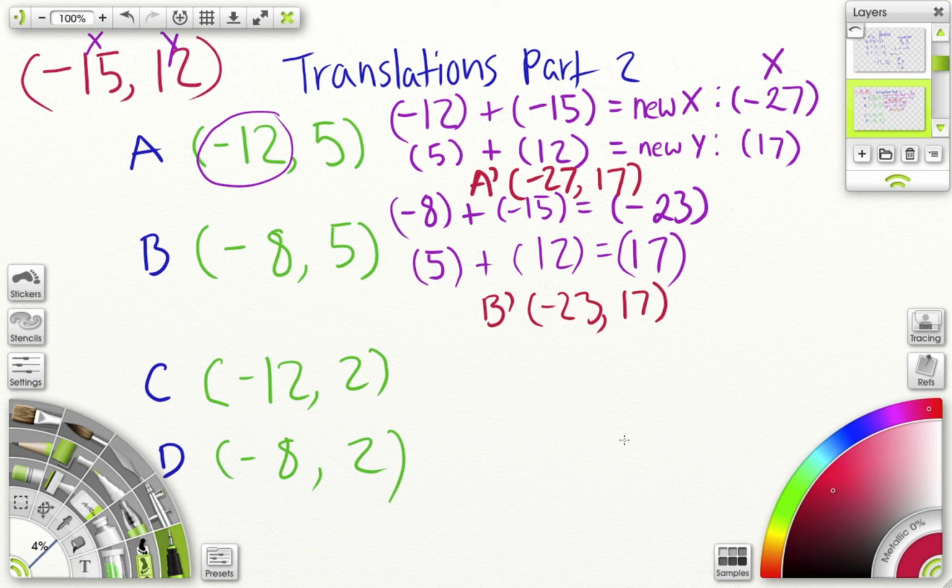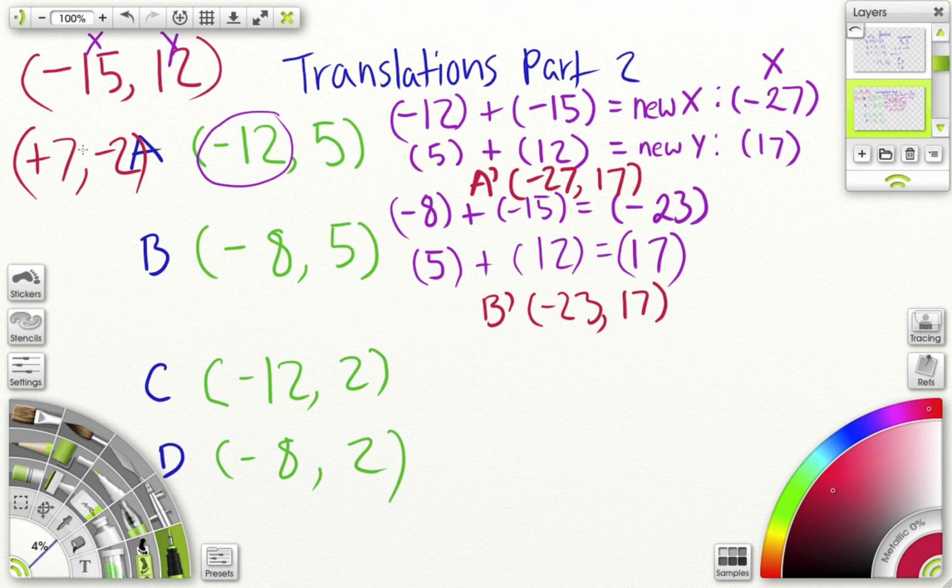Sometimes though, you'll see translations that say, translate this many units. After you do that translation, it says, now translate it this many. So let's say we did our negative 15, 12 translation. Let's say it tells us to translate again, positive 7 and negative 2. The procedure for that one is the same thing. You add that to your prime coordinates. So your new prime coordinates, whatever those are, a prime, negative 23, 17, you apply this translation to your prime. But that's only if it has a second translation.